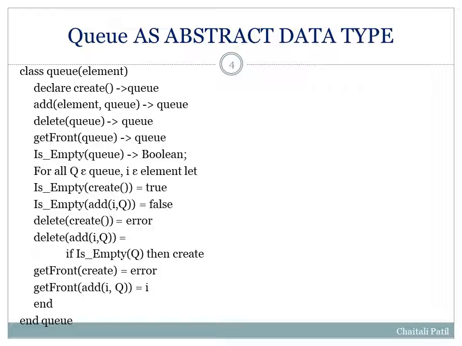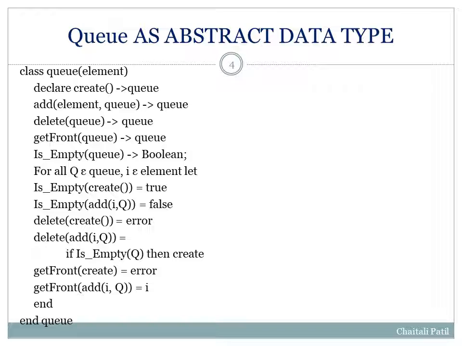Likewise another delete axiom. So delete function, and we are passing add element in a queue as an argument to this function. So adding an element in a queue means we have added at least one element there, and we are performing the delete operation. It means at least one element is there and delete operation is performed now. So it will check, if after deleting there was only one element and that element is deleted, and the queue is empty, then just create a queue.